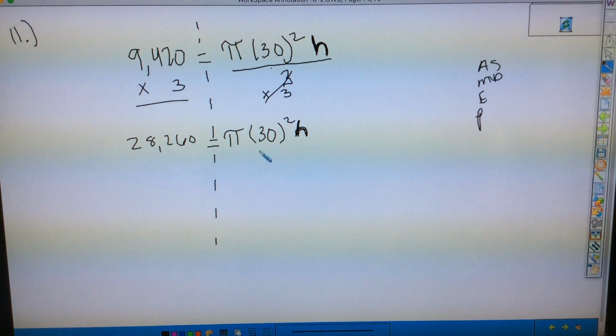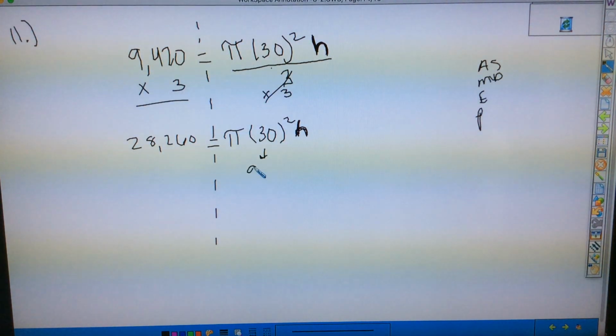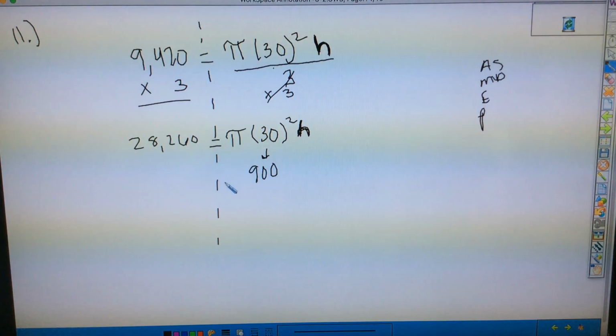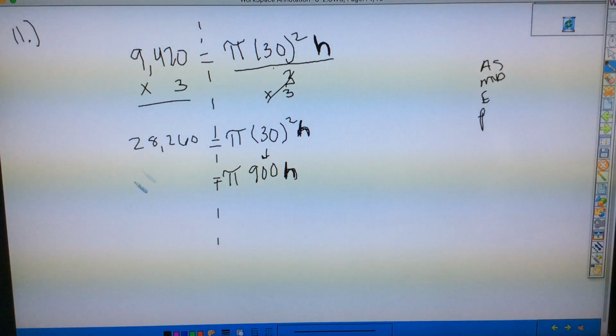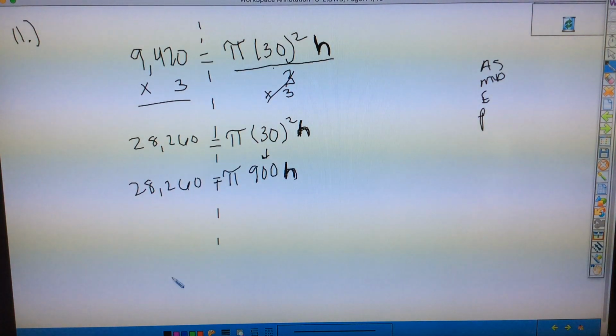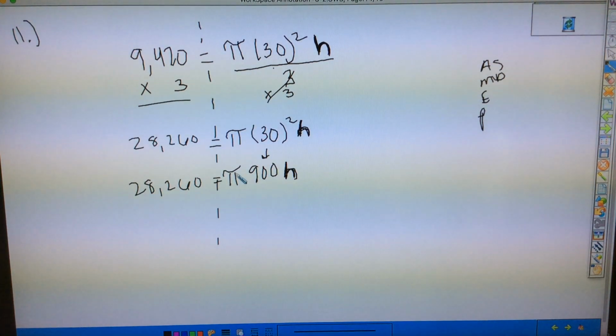multiplication to undo. And actually, before I do that, I'm just going to simplify. Well, 30 squared, if 3 squared is 9, then 30 squared is 900. So I'm going to simplify that, bring pi back down, bring my h back down, and bring down 28,260. At this point, this is a bunch of multiplication: pi times 900 times h. I need to undo times pi and times 900.